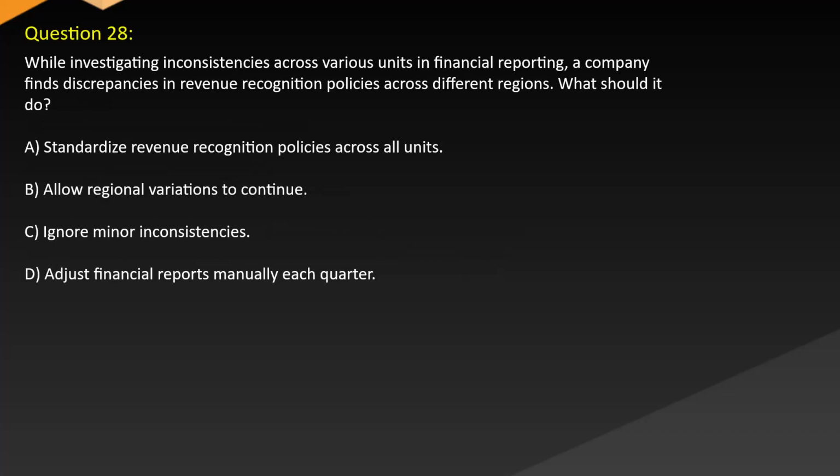Question 28. While investigating inconsistencies across various units in financial reporting, a company finds discrepancies in revenue recognition policies across different regions. What should it do? A. Standardize revenue recognition policies across all units. B. Allow regional variations to continue. C. Ignore minor inconsistencies. D. Adjust financial reports manually each quarter.